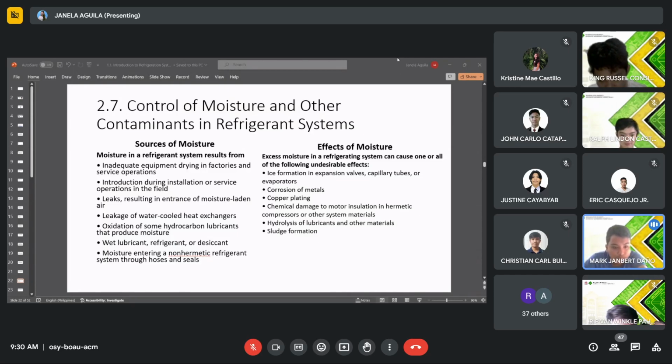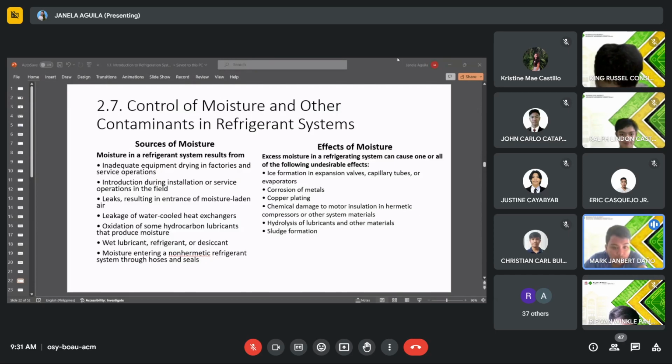Leakage of water-cooled heat exchangers. In systems that utilize water-cooled heat exchangers, leaks in the water circuits can introduce moisture in the refrigerant system. Nangyayari naman po ito dahil ng corrosion o yung mga poor maintenance ng water-cooled components.